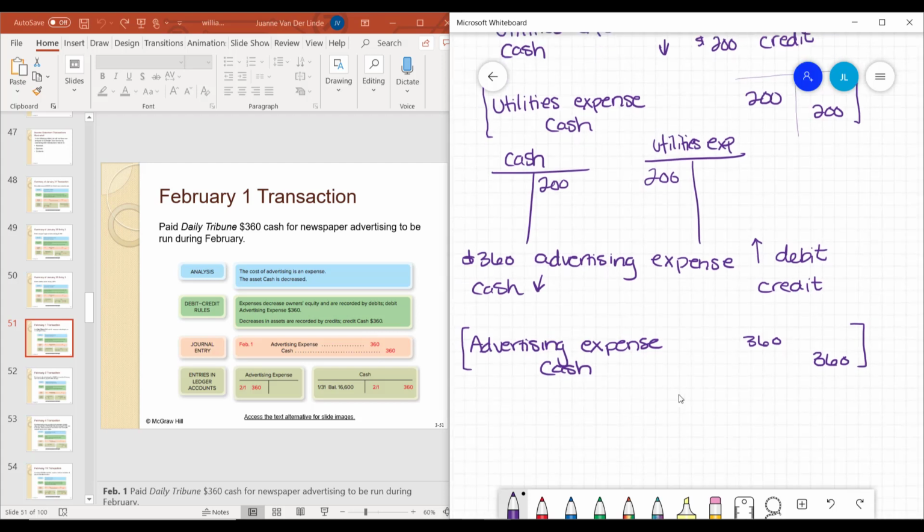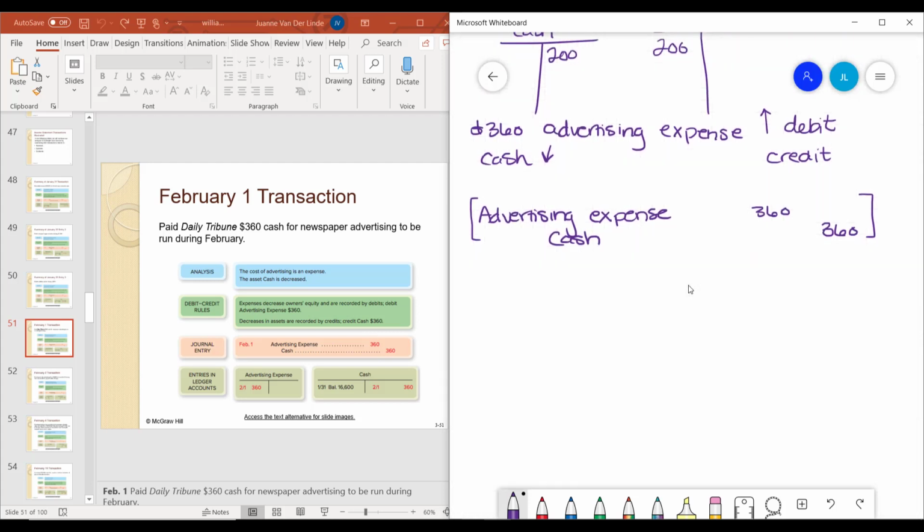Now I've journalized it, I can once again post it to the corresponding T accounts. So I have advertising expense and I have cash. I debited advertising expense here. Look at that invisible T account. So debit advertising expense on the left and credit cash on the right in its own T account.